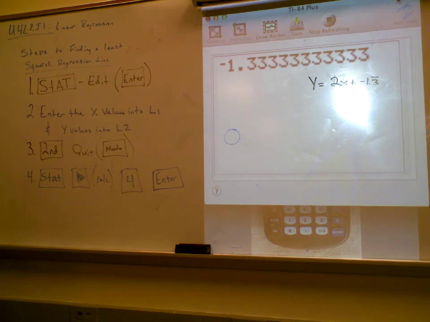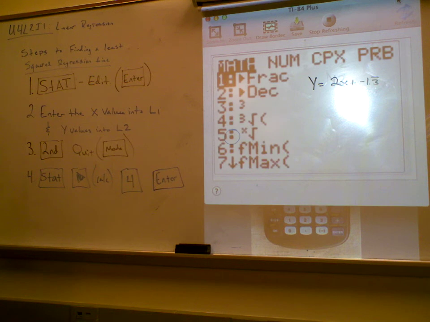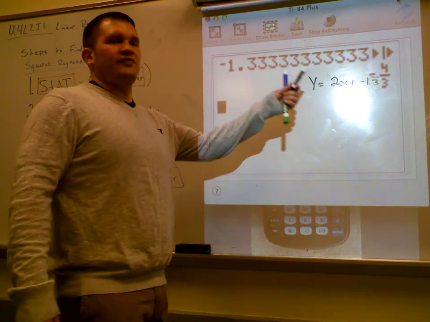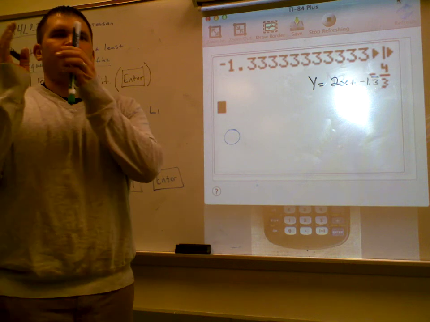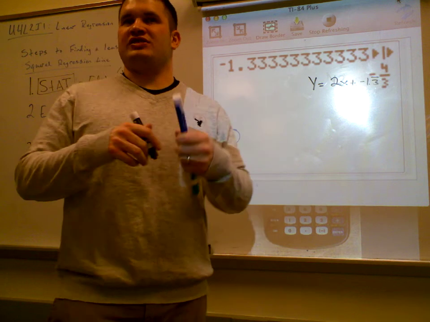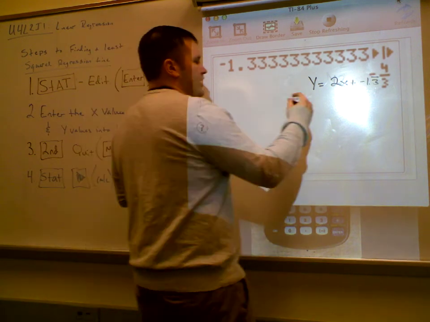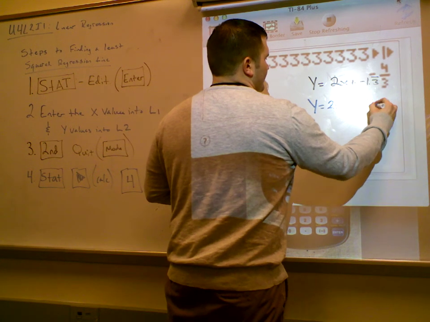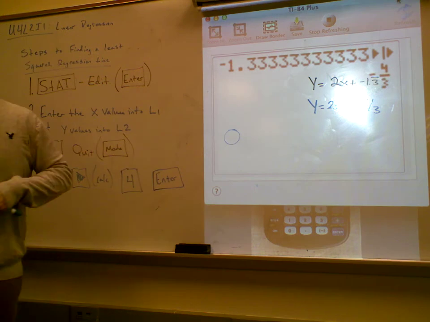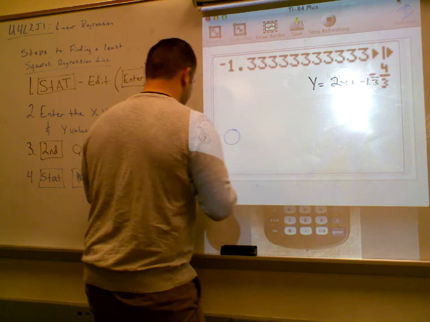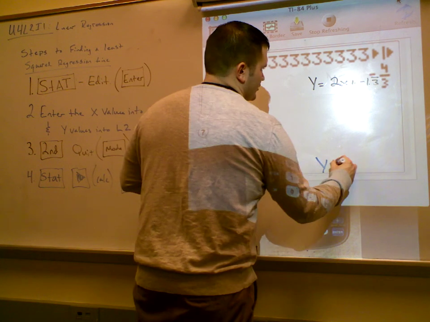Then hit math, Frac, enter. And now it tells me that negative 1.333333 is really negative 4/3. Now it went from an approximation to a fraction, which is exact. So my equation is 2x plus negative 4/3. Now you guys have correctly made a linear regression equation. That is right in the glare, so for any of you choosing to watch this at home, I have a hard time seeing that equation.